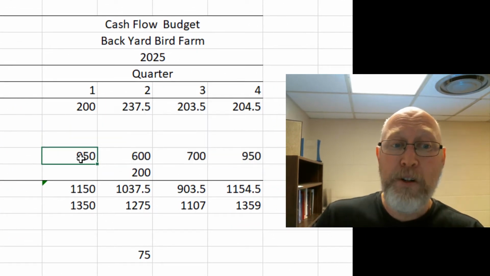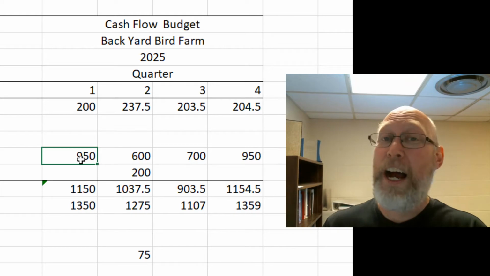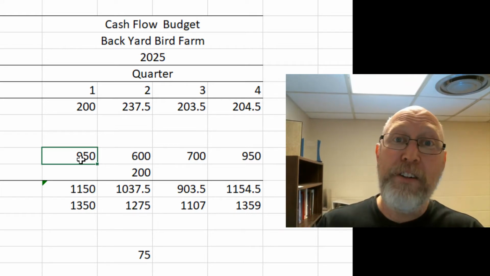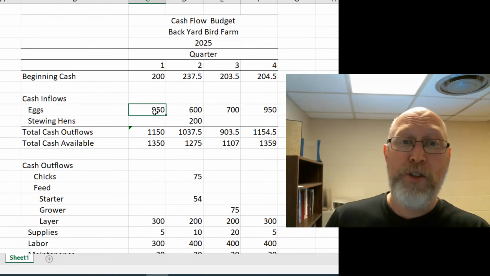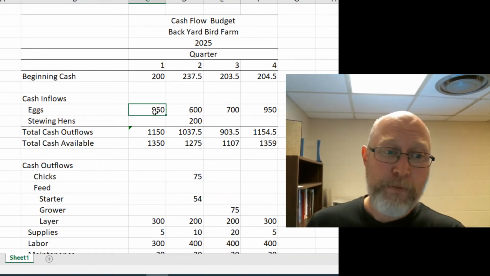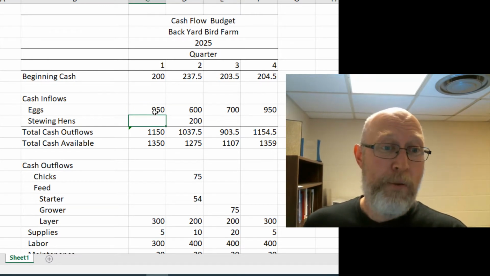So I'm not projecting to produce 950 eggs during the first quarter. I'm projecting to sell $950 worth of eggs. So this $950 is a dollar amount. It's revenue coming in, and I'm not projecting to sell any stewing hens. And what I'm going to do is add up my total cash inflows.